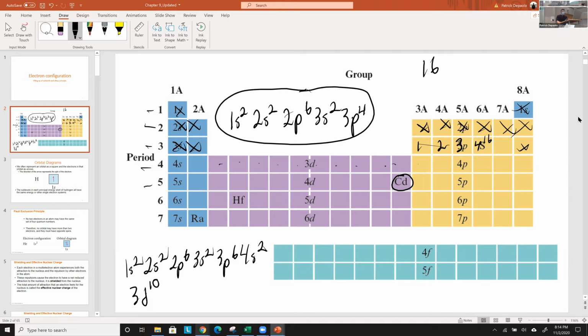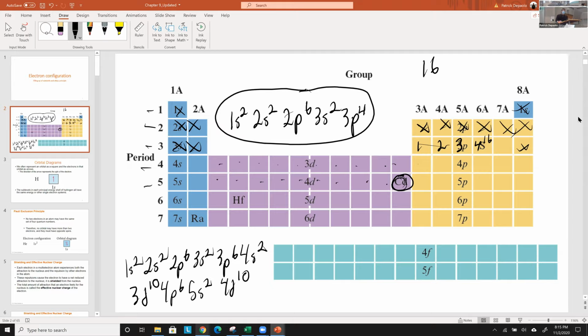Then what comes next? 4p6. Then what comes next? 5s2. Then what comes next? 4d, 1, 2, 3, 4, 5, 6, 7, 8, 9, cadmium, 10, 4d10. Boom. That is the electron configuration for cadmium.